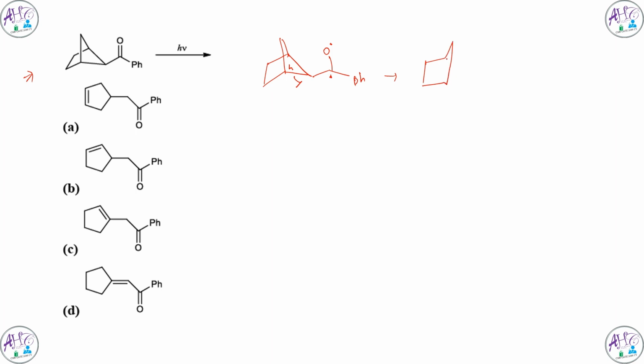And then I have a group here. If I break this bond, it forms a radical here, and it forms a double bond O and a single bond O radical, and the pH group will form like this. Okay? So further, what do we have? At your bridgehead position, you have your radical.